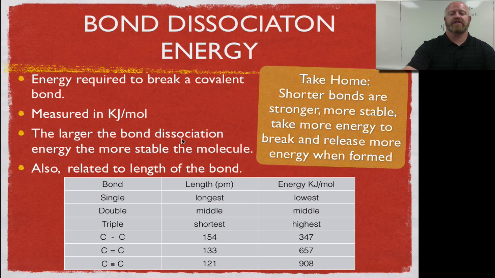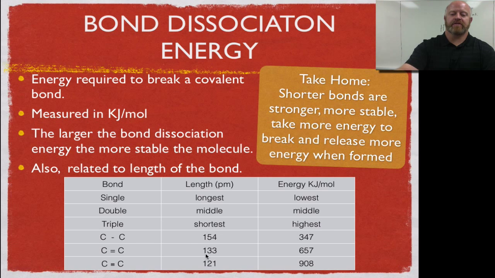And the larger the bond dissociation energy, the more stable the molecule. So the more energy it takes to break it means the more stable the molecule was initially. Now, the table down here gives us some relative ideas. When it comes to strength and length of bonds, we can compare single bonds to double bonds to triple bonds. A single bond is going to be the longest of all the bonds. It's also going to be the weakest, or the lowest in energy. A double bond is in the middle, and a triple bond is the shortest of all our bonds and the highest energy.